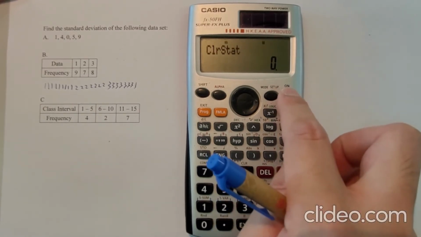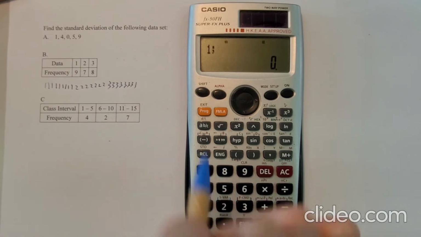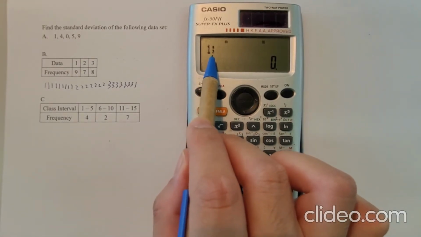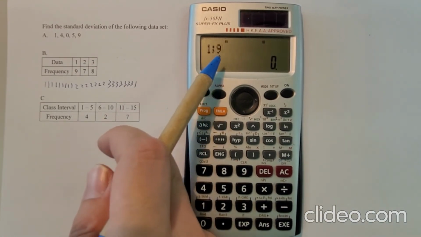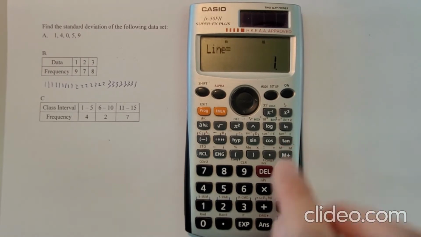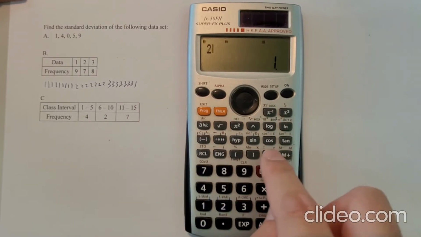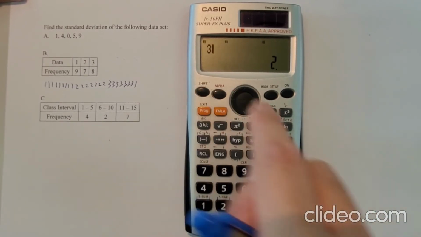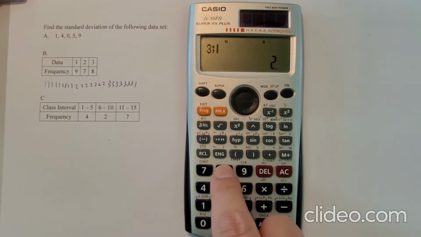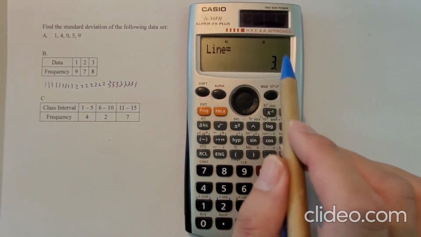Now you can enter the data. How? 1, shift comma. You can see there's a sign like this, and you press 9. You enter the data first and then enter the frequency. You press M plus. Again, you press the data and then shift comma. You press the frequency. Enter. Then 3 shift comma 8 M plus. You enter 3 sets of data.